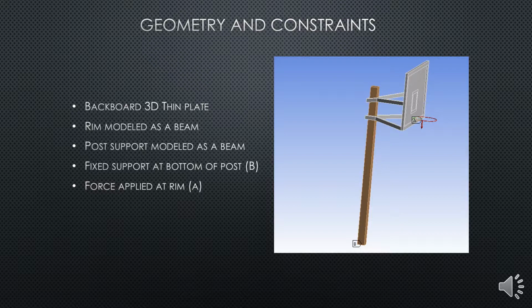The backboard used was originally constructed in NX and then brought into ANSYS. The pole and the rim were modeled in ANSYS as beams. A fixed support was applied at the bottom of the pole, and a force is applied on the rim.